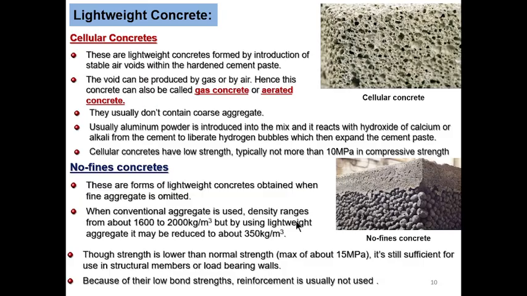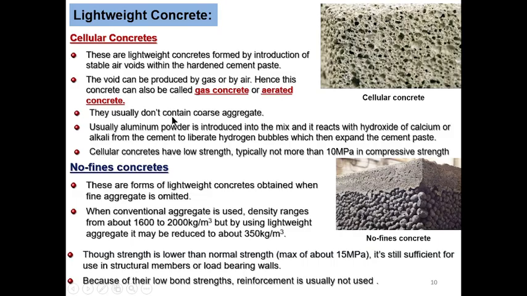Still on lightweight concrete, the next type is cellular concrete. These are lightweight concretes formed by the introduction of stable voids within the hardened cement paste. So in this case, the void is within the hardened cement paste. The voids can be produced by gas or by air. Hence, this concrete can also be called gas concrete or aerated concrete.